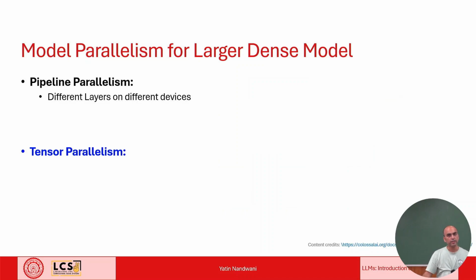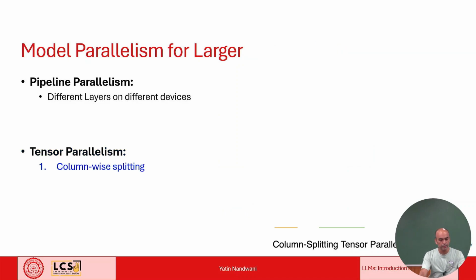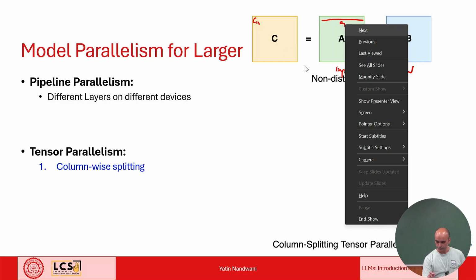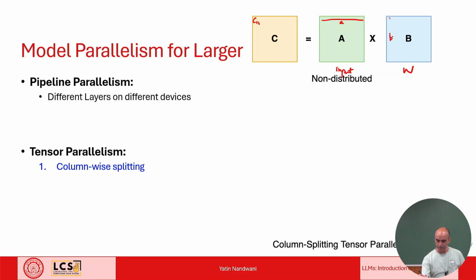Another mechanism is tensor parallelism, and in tensor parallelism there are two ways. One is column-wise splitting. Let us see how it works. In any feed forward layer, we are typically doing matrix multiplications. Let us say what we have to do is A cross B, where this is the input and these are the weights. This is how we typically do it in a non-distributed fashion. Each element, C11, will be this row A1 multiplied by this column B1.